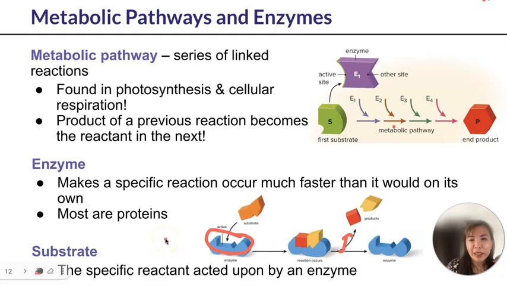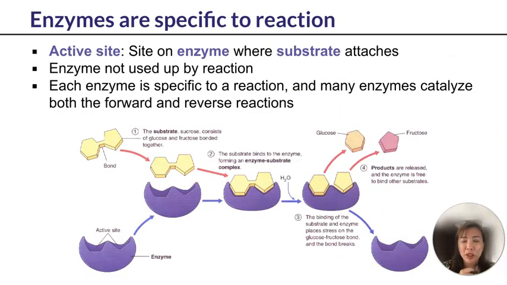The substrate is specific to the enzyme, meaning that not every substrate will bind to any enzyme. The enzyme and the substrate are specific to one another, and it's through this interaction that we're able to catalyze. By catalyze, we mean helping a reaction occur faster than it normally would without the enzyme. It's able to catalyze these different reactions. As we mentioned, the enzyme has an active site that's specific to where the substrate will bind.